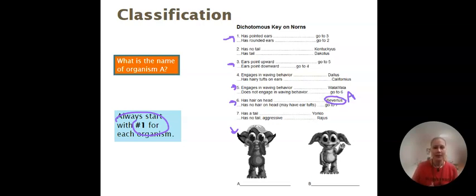All right, well, what about organism B? Let's see. So has pointed ears or rounded ears. I think those are still pointed. So I'm still going to go to 3. Those ears are pointed upwards or downwards, definitely pointed downwards. So I'm going to go to 4. Engages in waving behavior, has hairy tufts on ears. It's waving at me. So organism B is this name right here. So that's how we use a dichotomous key to identify the names of an unknown organism.